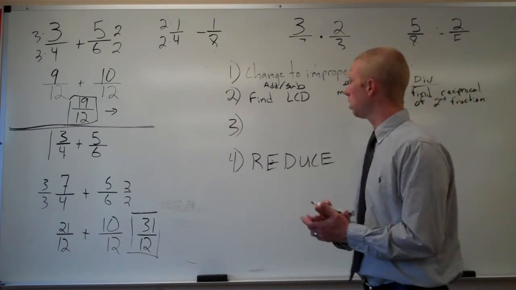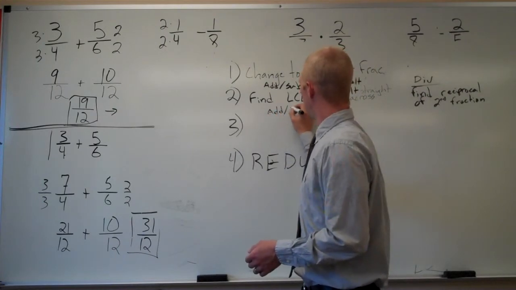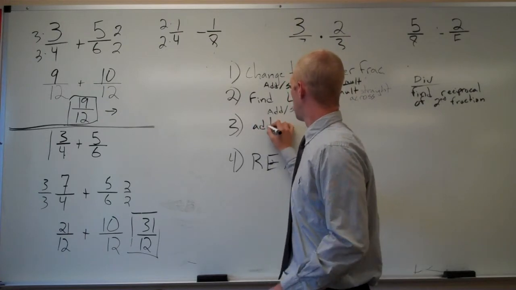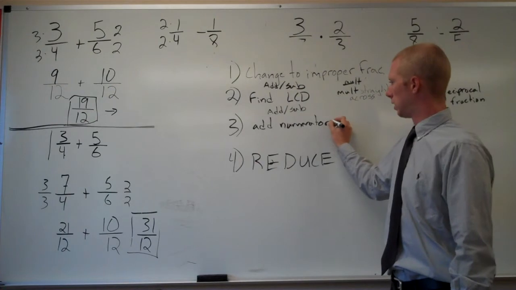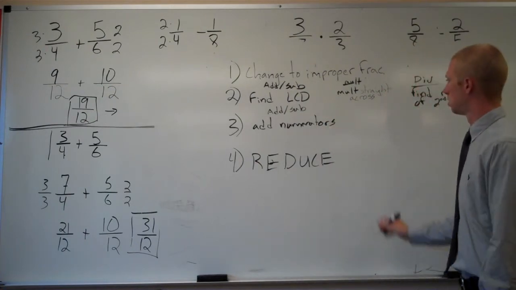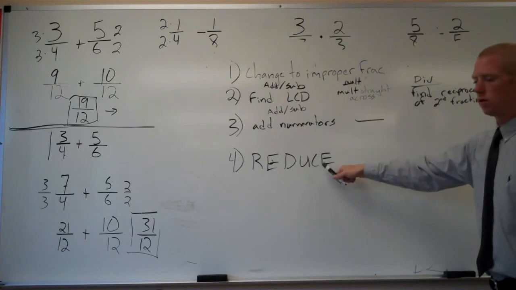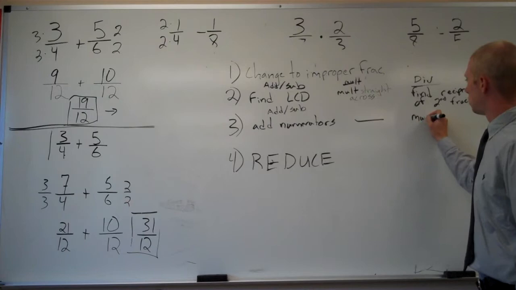And step 3 really on add and subtract is to add your numerators, remembering that the denominator doesn't change. The multiplication, there's no third step really, because all you're going to do at that point is go straight to step 4. And division, this is where you multiply straight across.